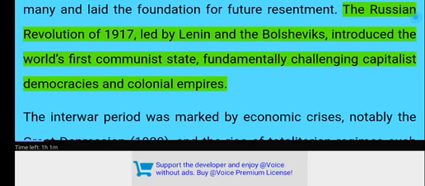The Russian Revolution of 1917, led by Lenin and the Bolsheviks, introduced the world's first communist state, fundamentally challenging capitalist democracies and colonial empires.